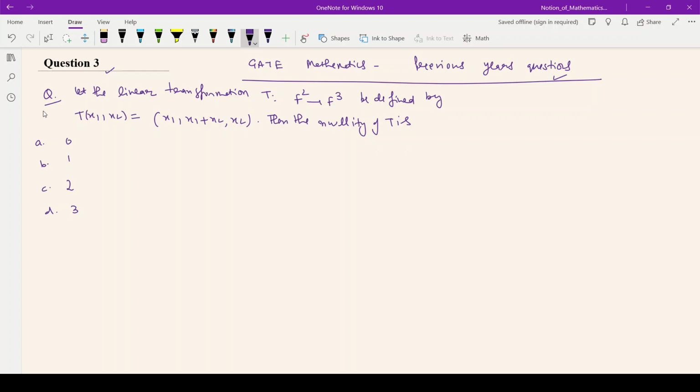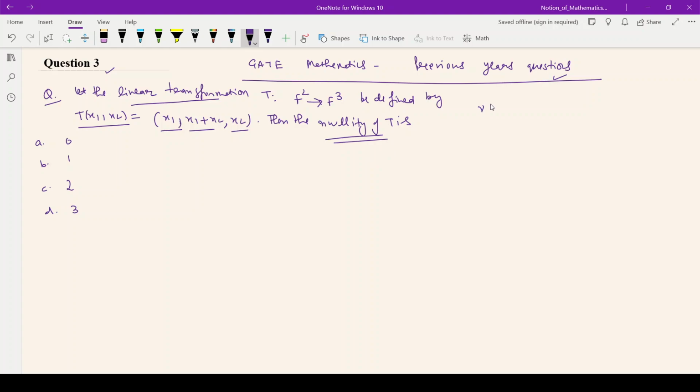So here one question is provided, and the question is: let the linear transformation T from F squared to F cube be defined by T of (x1, x2) equal to (x1, x1 plus x2, x2). Then we have to find the nullity of T.